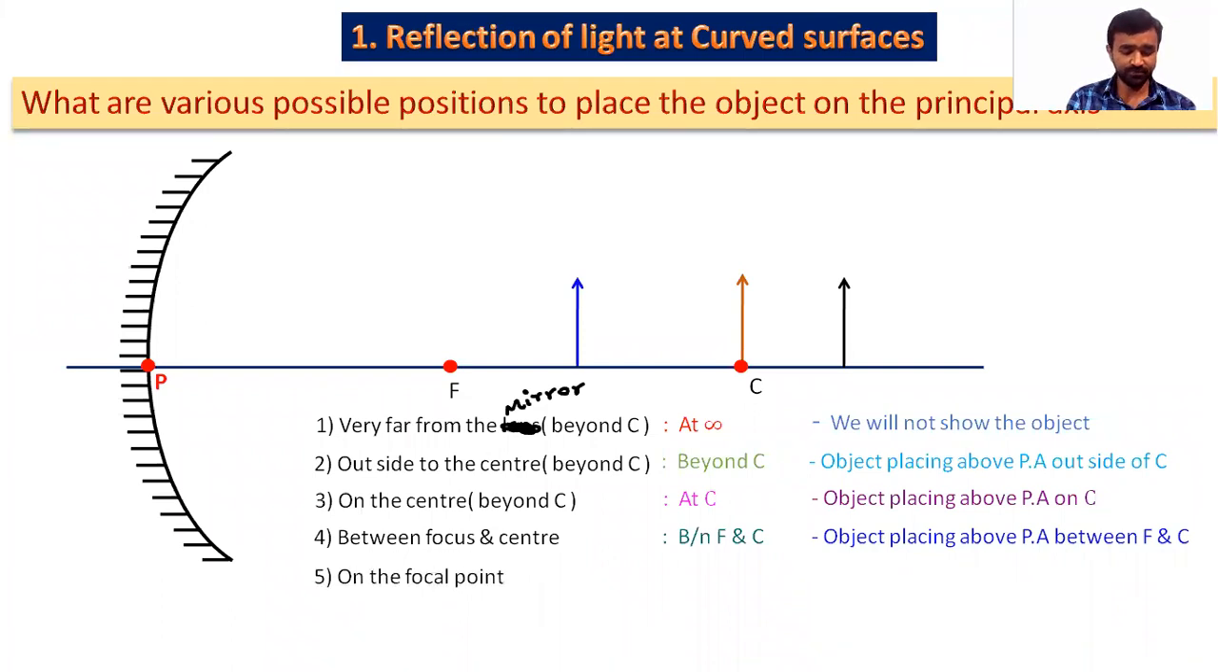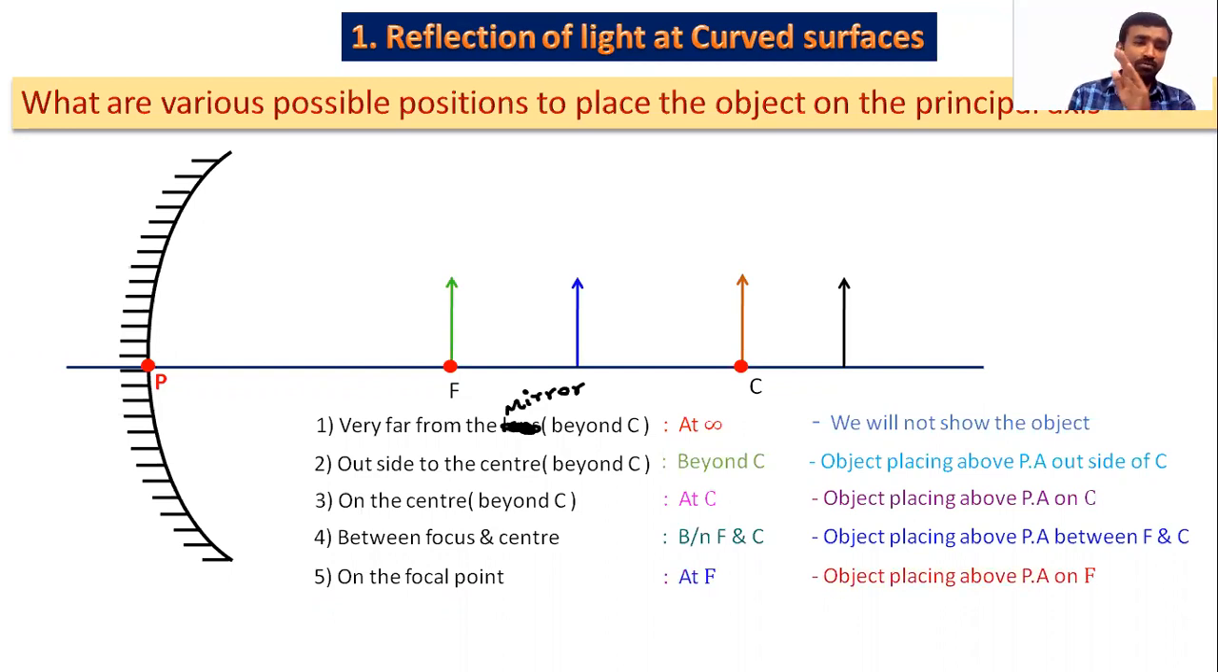Next position. At F. Right, at F. So we will draw the arrow exactly at focus. At F, we can say that position name is at F. Then the next position is moving inside the focus, between P and F.